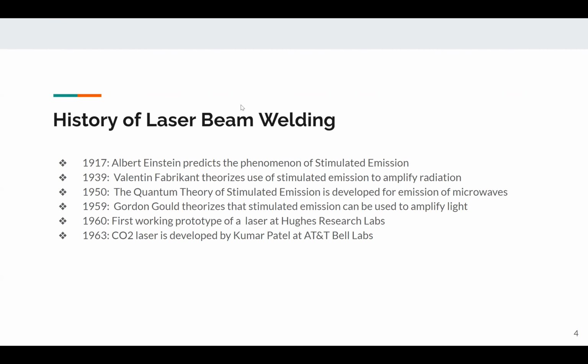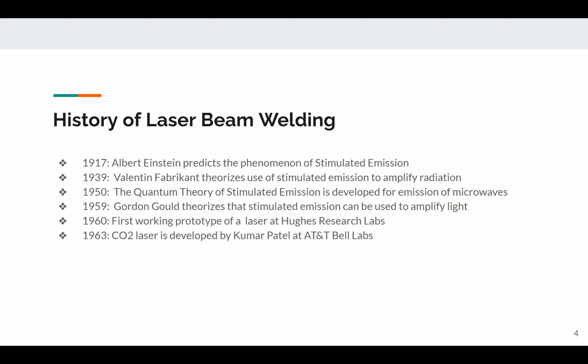And the history of laser beam welding revolves around the history of lasers. And in 1917, Albert Einstein produced the phenomenon of stimulated emission, which is laser. And 1939, Dr. Fabricant theorized the use of stimulated emission to amplify radiation. In 1950, the quantum theory of stimulated emission is developed for emission of microwaves. And 9 years later, Gordon Gould theorized that stimulated emission can be used to amplify light.